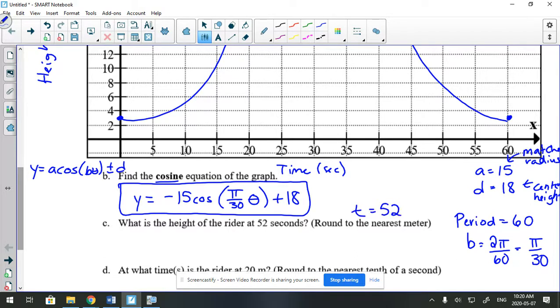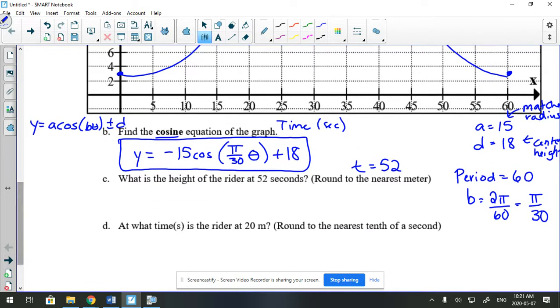There are two ways you can do this. If you want to graph it in your calculator, then you can type it in and see what your y value is. What I did is I just did it algebraically. So it's telling me my t, or my time, which is down here, is 52.